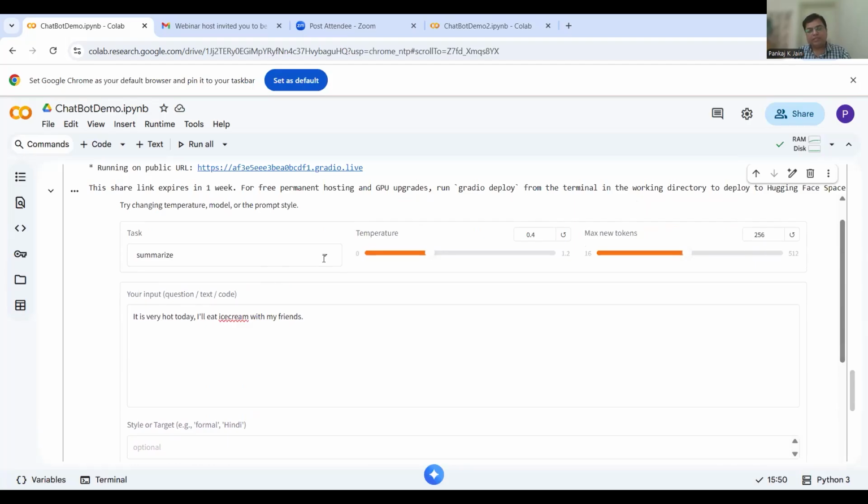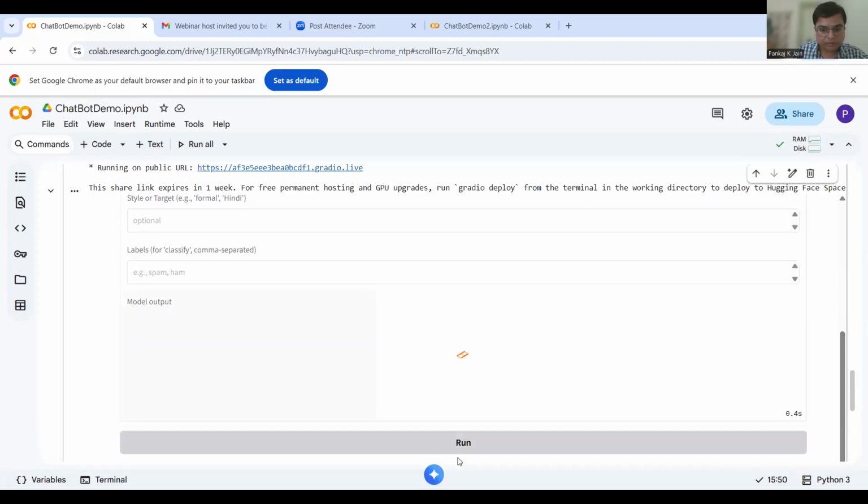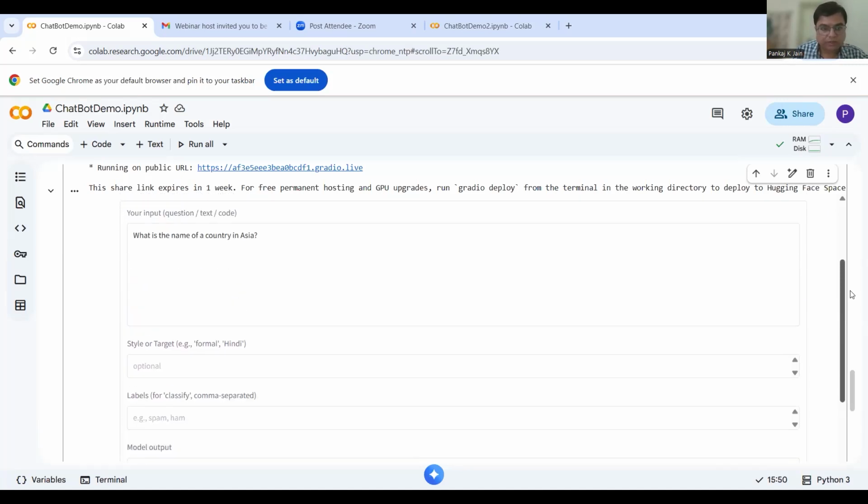So it is a very basic type of chatbot, and it needs proper training with a larger database. If you give bigger queries, like a very detailed question, it may not be able to answer. If you ask what is the name of a country in Asia, let's see what answer it gives. Sarajevo, I don't know what this is. It is giving you a garbage answer.